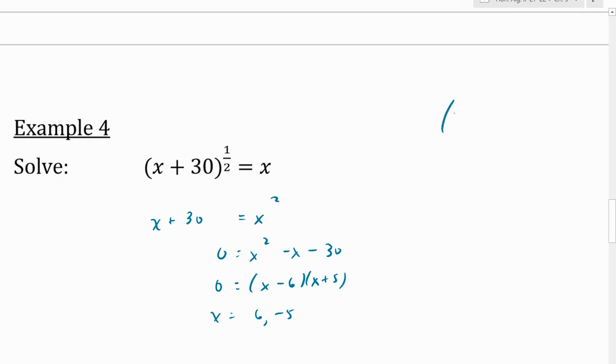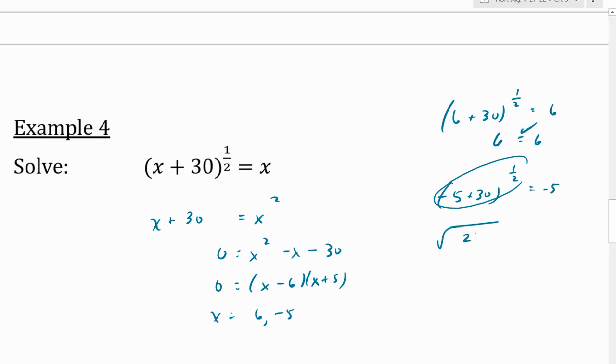So if I put a 6 in, that's 36. That's principal square root. Yes. Okay, if I put the negative 5 in, remember, this is a principal square root. It can't be negative 5, so you throw it out. X is only 6.